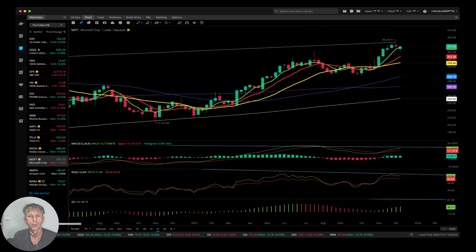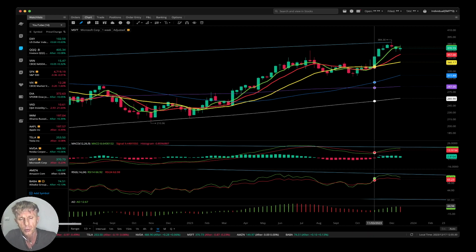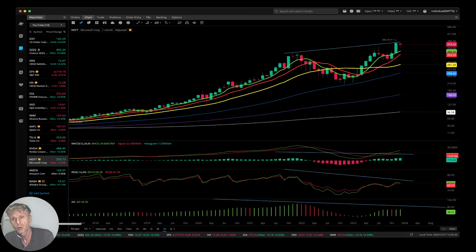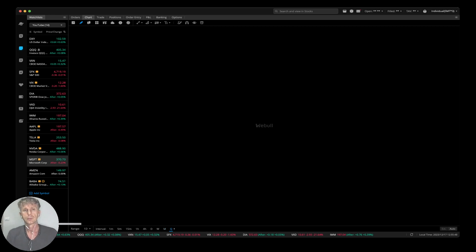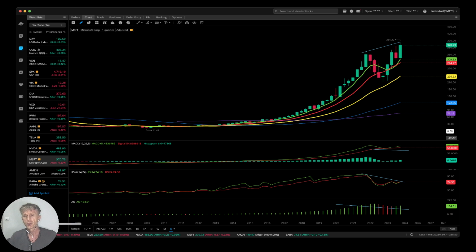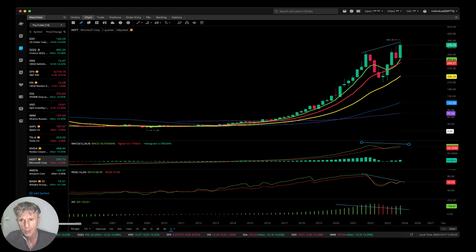Microsoft. Microsoft weekly bullish trend with bearish divergences on all indicators. Monthly, same story, bullish trend with bearish divergences on monthly. And quarterly, bullish trend with bearish divergences on all indicators. Definitely it wants to have correction.